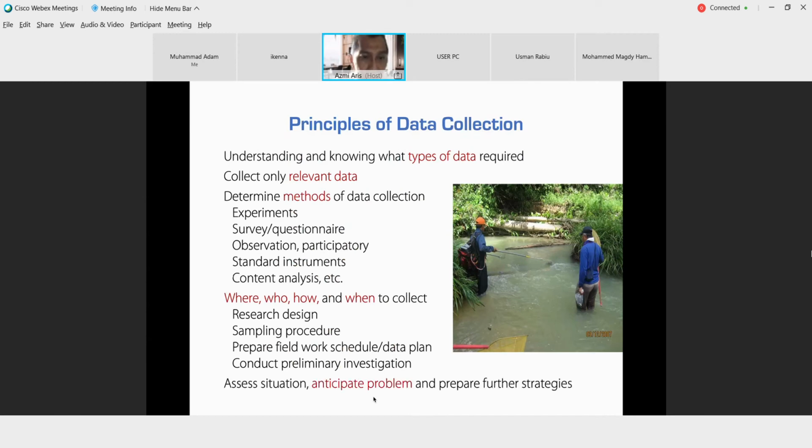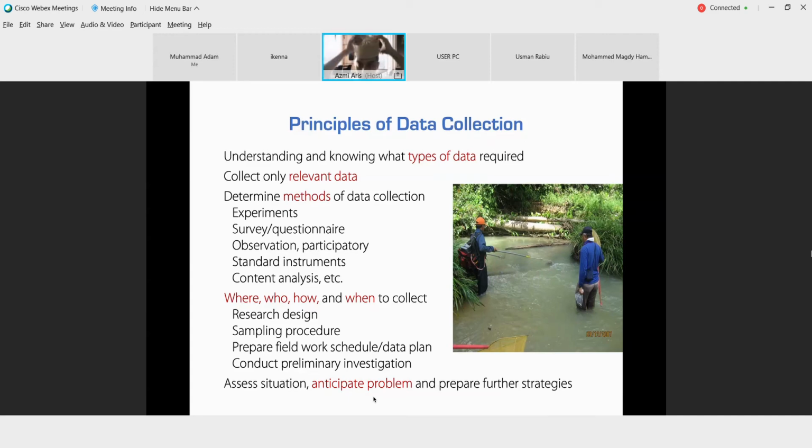And identify also where you will collect your data, who will be helping you to collect the data, how you are going to collect the data, and when you should collect your data. Okay, this where, who, how, and when is very much dependent on your research design, on your sampling procedure. And then you also need to prepare, if you are working on fieldwork, your fieldwork schedule and data plan. And also you need to conduct preliminary investigation.